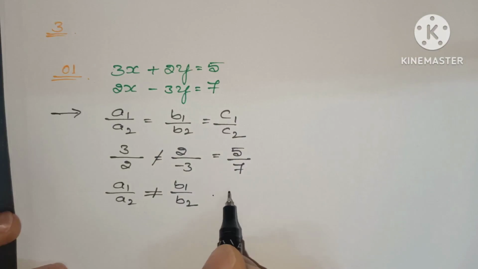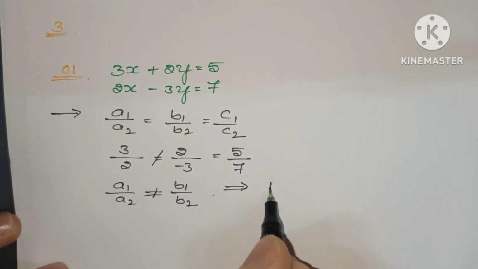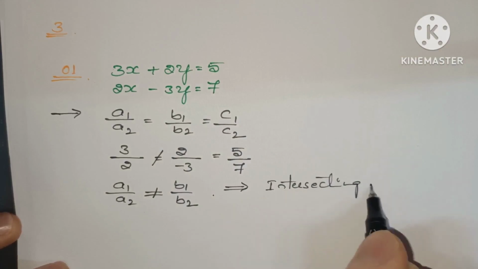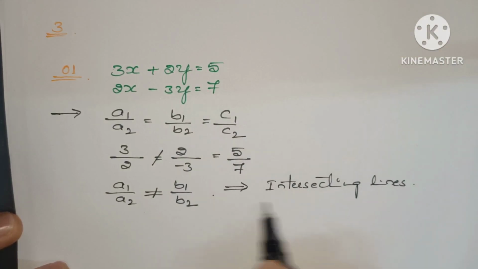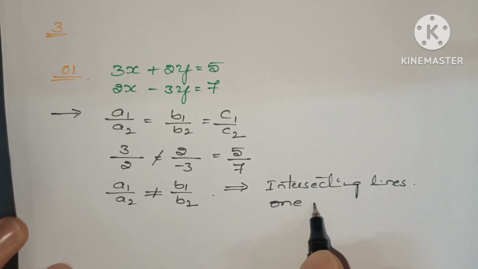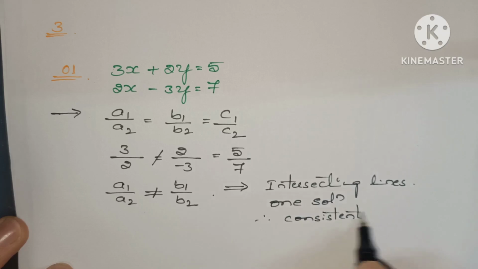Now let's rewrite these. Here in the conclusion we have to write that these are intersecting lines. Thereafter write the solution also. In the question they have not asked, but even so you write: intersecting lines always possess one solution, therefore they are consistent. So I hope you have understood.